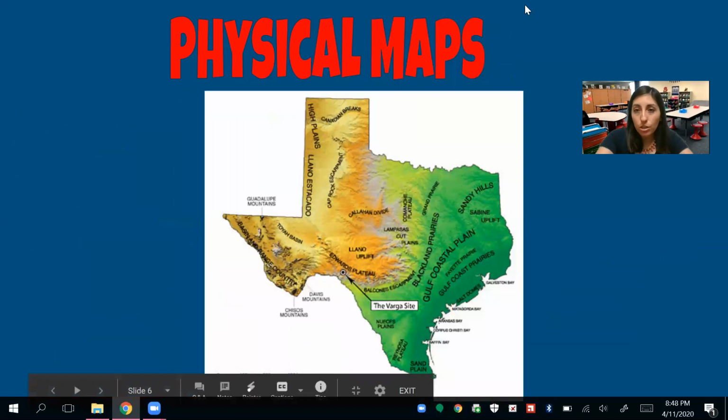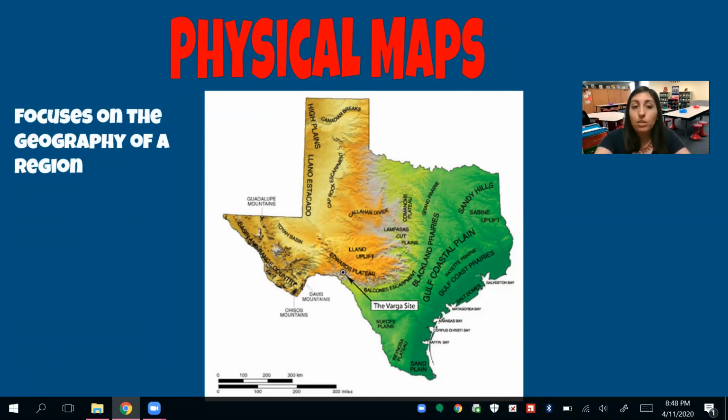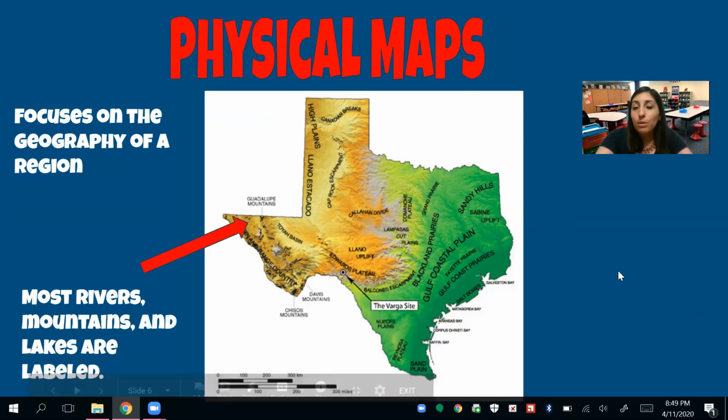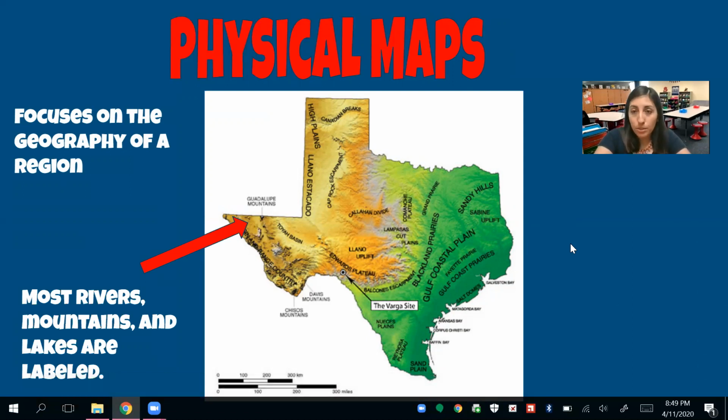So you can already tell just from looking at it, yes, it's Texas still, but it looks a lot different than the other one. And that's because physical maps focus on the geography of a region. So this one's Texas. You're going to see rivers, mountains, lakes, all those different landforms are going to be labeled. So if you look right here, they have labeled the Guadalupe Mountains. Okay, over here we have the Gulf Coastal Plain. So they're going to label those different landforms that are on the map. Whereas on the political map, it's just going to be the cities and then the borders.